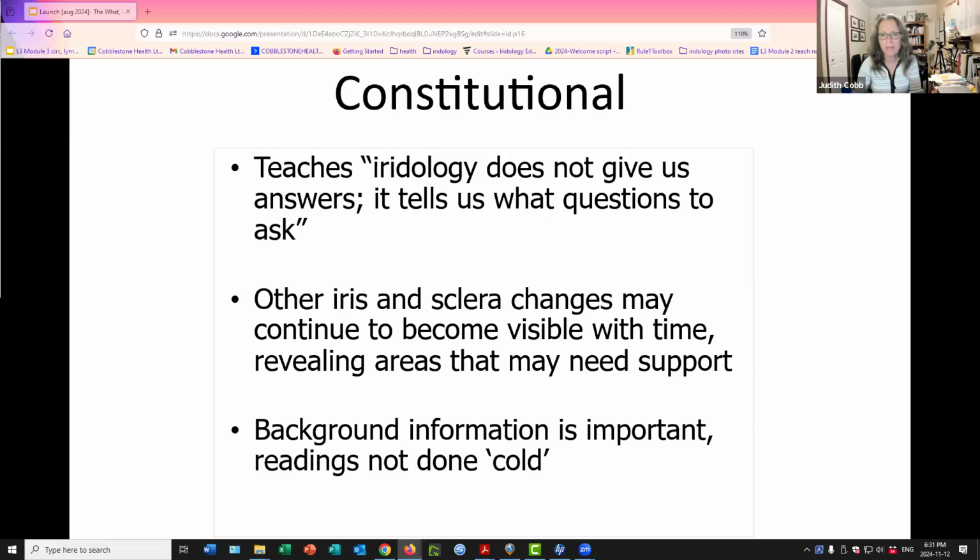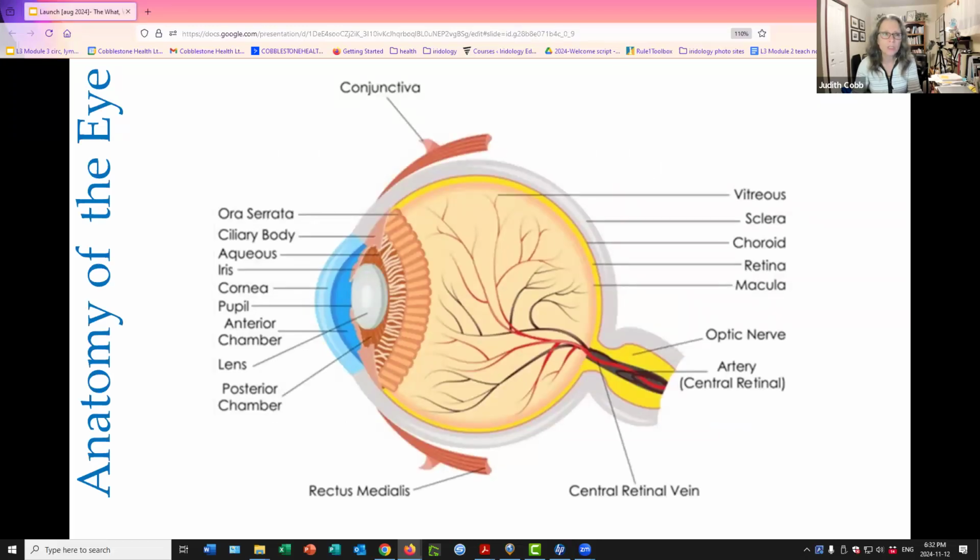Other iris and sclera changes may continue to become visible with time, revealing areas that may need support. Background information is important. Readings are not done cold. So when we are doing iridology, we're looking at the iris, which is right in here. We're also looking at the inner edge of the iris. We're looking at the outer edge of the iris. We're going to also be looking at the size and shape of the pupil. We will look at the cornea. And we will look at the sclera.